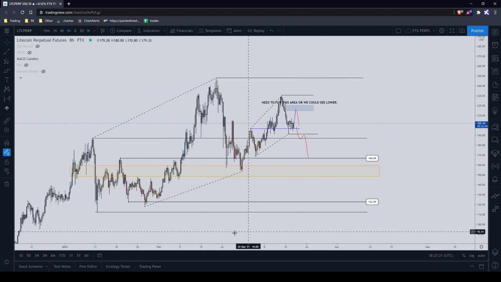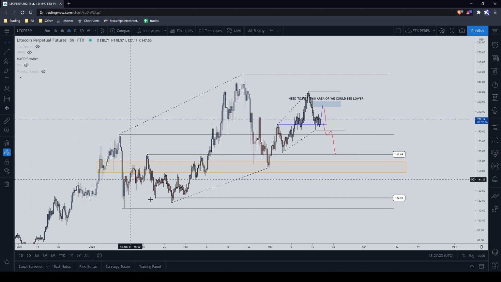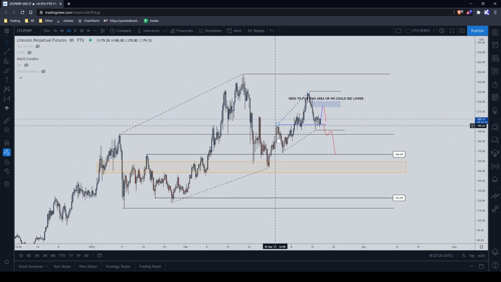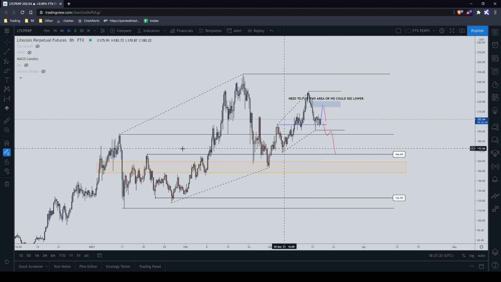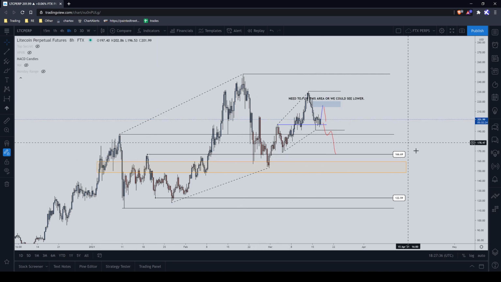Litecoin has the same structure as Bitcoin. We've got this large running flat here, followed by a first move up and a running flat here. So if I'm wrong about Bitcoin, then I'm wrong about Litecoin. If I'm seeing this whole structure wrong, then I'm seeing it wrong on not only this chart, but both charts.